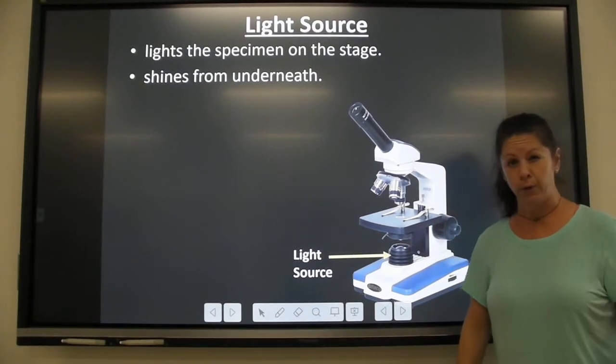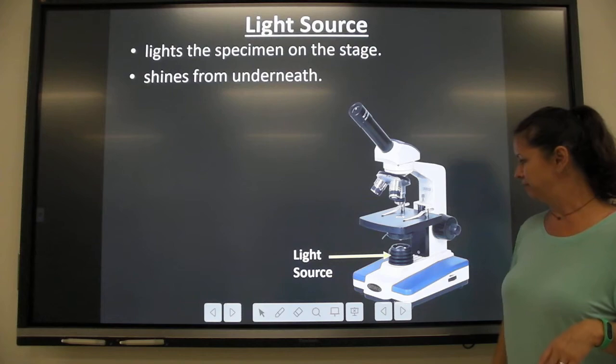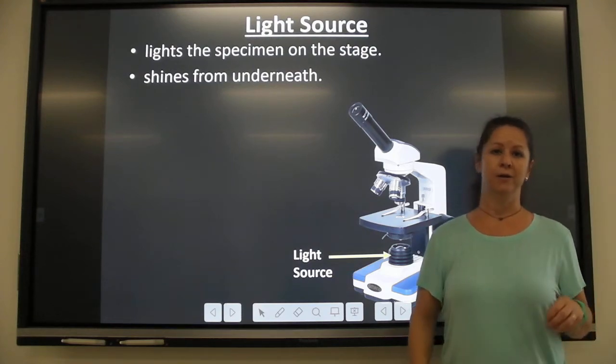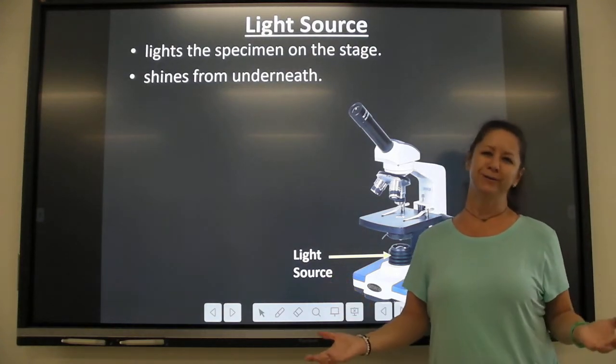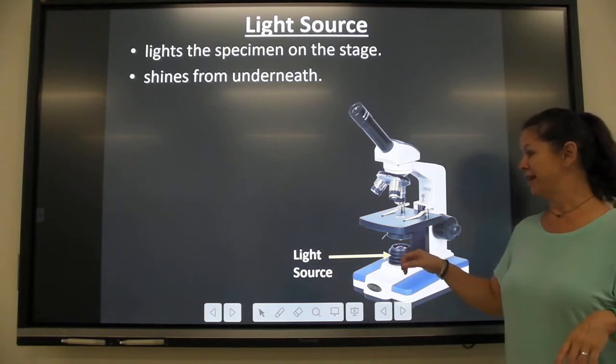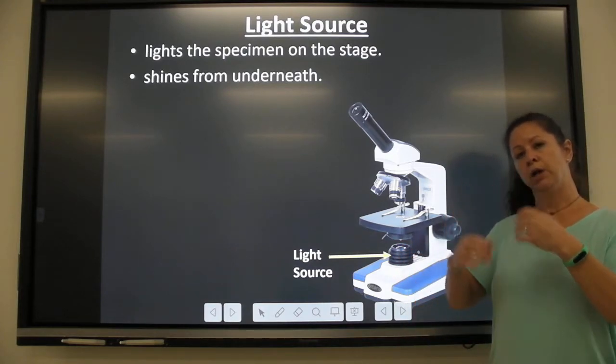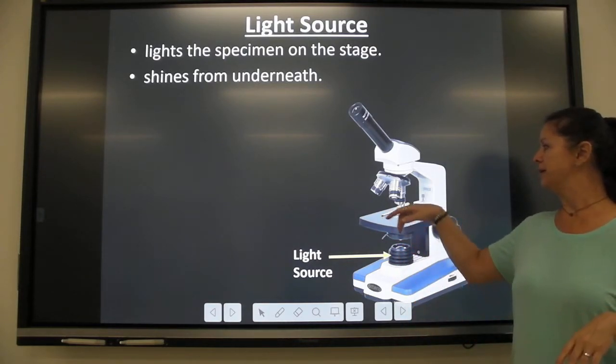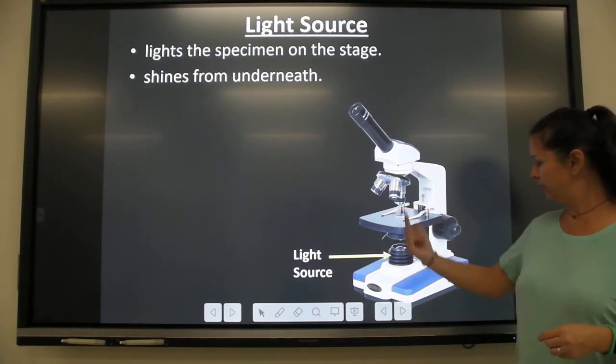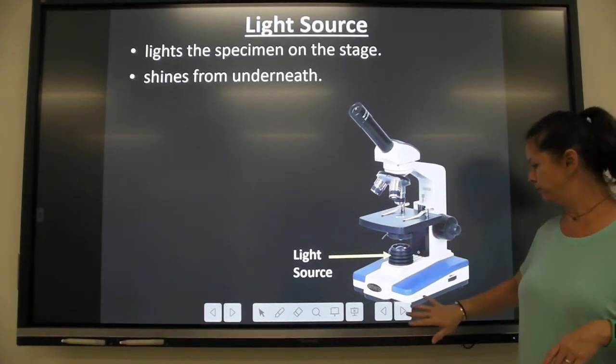It's usually just a light bulb. Okay, it shines up. That's why this is a compound light microscope. It's because it uses actual light to illuminate your specimen on the microscope, and it shines from underneath. That's why you need the diaphragm.